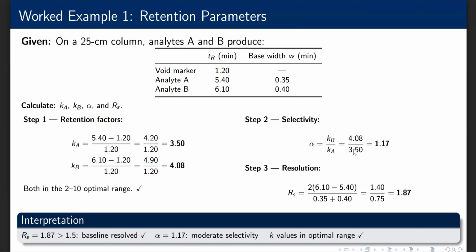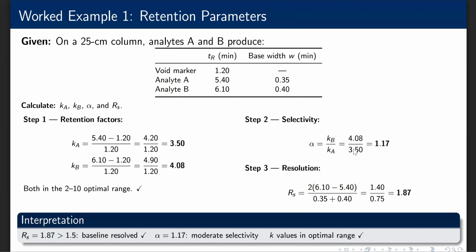Okay, let's go through it. So for Ka, 5.40 minus 1.20 gives 4.20, which divided by 1.20 equals 3.50. For Kb, we have 6.10 minus 1.20, which gives 4.90, then divided by 1.20 equals 4.08. Both values fall in the 2 to 10 sweet spot, so we're good.